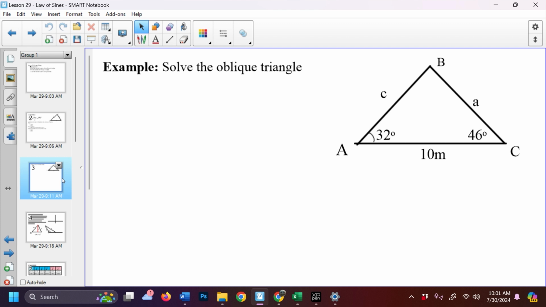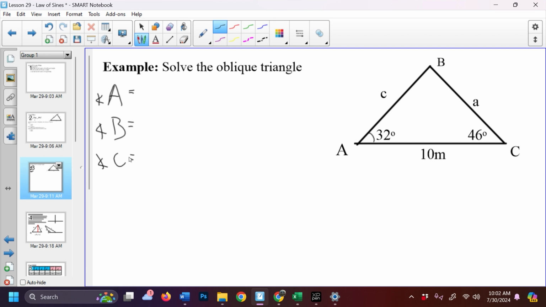And so what we'll do is make a list here. We will go angle A, angle B, and angle C, and we'll put equals on all of these. Then we'll go side little a, side little b, side little c. And when we fill in all of these blanks, we will be done.